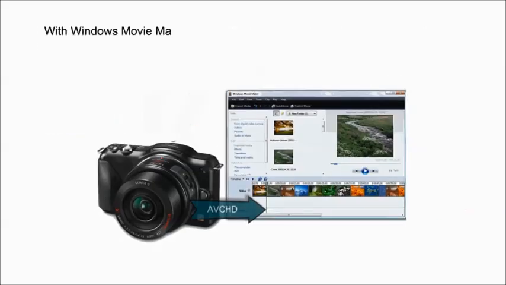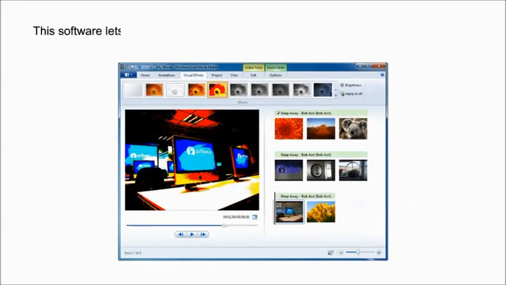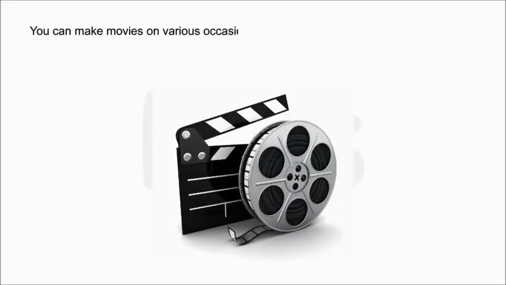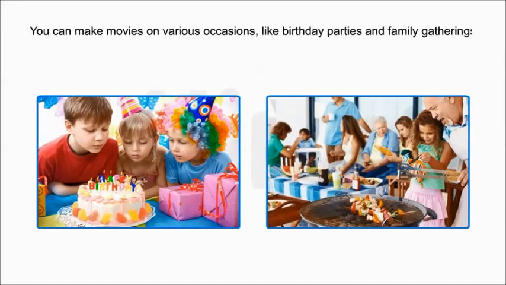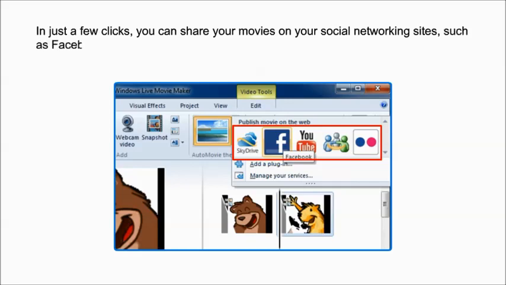With Windows Movie Maker, you can create movies from your photos and videos whether they are already on your computer or still on your camera. This software lets you create movies by using special effects, transitions and themes to make your movie stand out. You can make movies on various occasions like birthday parties and family gatherings by using Movie Maker. In just a few clicks, you can share your movies on your social networking sites such as Facebook and YouTube or upload them to OneDrive.